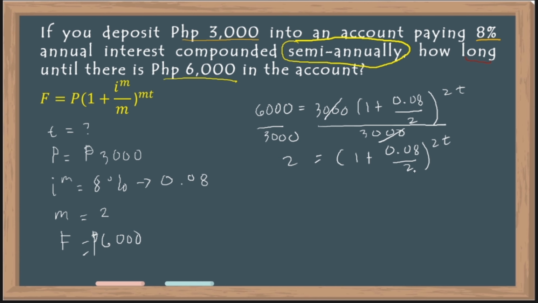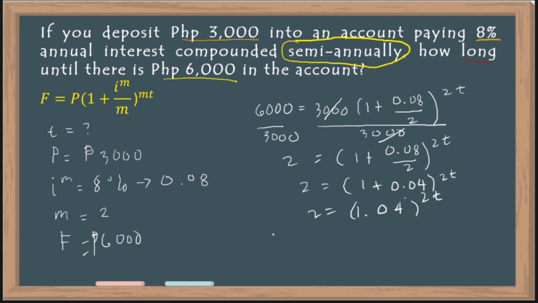Okay, now, next, simplify muna natin itong nasa loob ng parentheses. Unahin natin itong fraction. That's 0.08 divided by 2. That is 0.04 raised to 2t. Then, we simply add 1 plus 0.04. That's 1.04 raised to 2t. Okay, this time, gagamit tayo ng logarithmic equation.